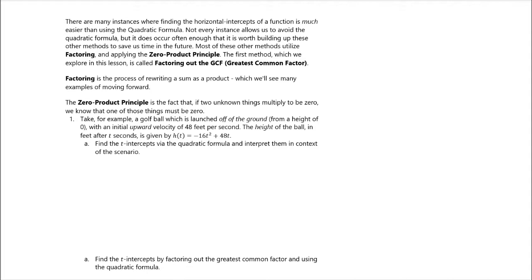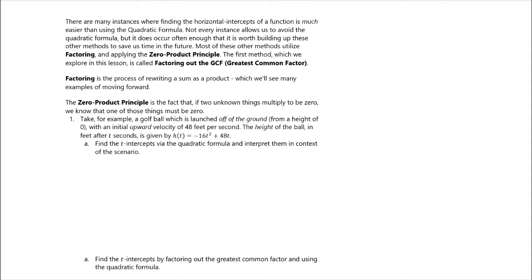So most of these other methods that we're going to be developing are going to involve factoring and then applying the zero product principle. So we want to talk about what those things are, what factoring is, what the zero product principle is. The first method that we're going to explore in this lesson specifically is called factoring out the GCF, or greatest common factor. Factoring is the process of rewriting a sum as a product, which we'll see many examples of moving forward.